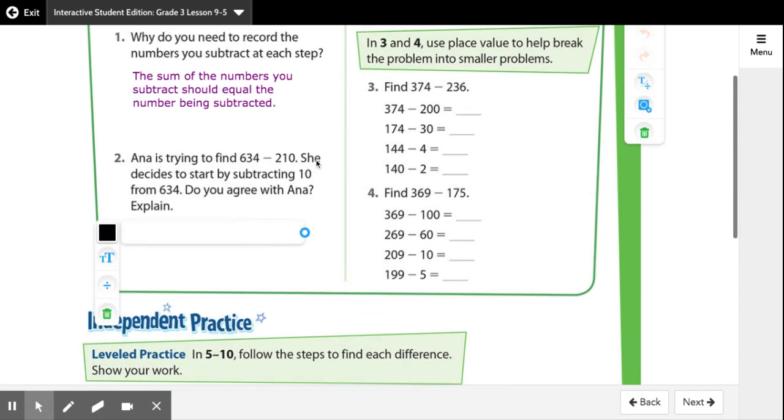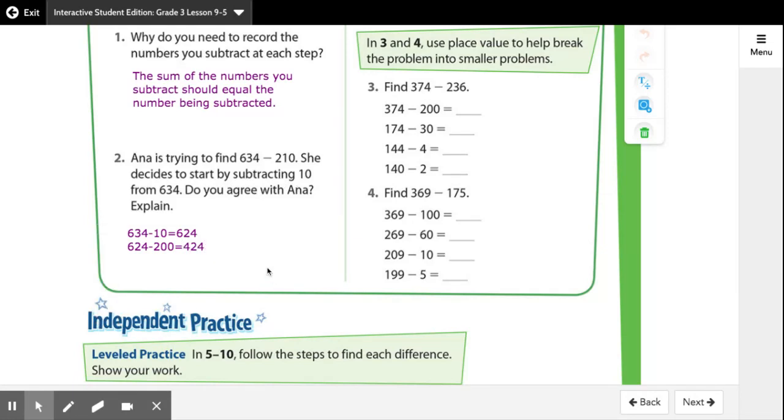So you might be thinking, well, we can't start with the tens, we need to start with the hundreds. And that's okay. But subtracting with the tens first also works. You just have to remember to subtract the hundreds. So let's try it out. Let's do 634 minus 10. That's going to equal 624. I did my tens part. Now I'm doing my hundreds. Now I need to subtract 200. That's going to equal 424.